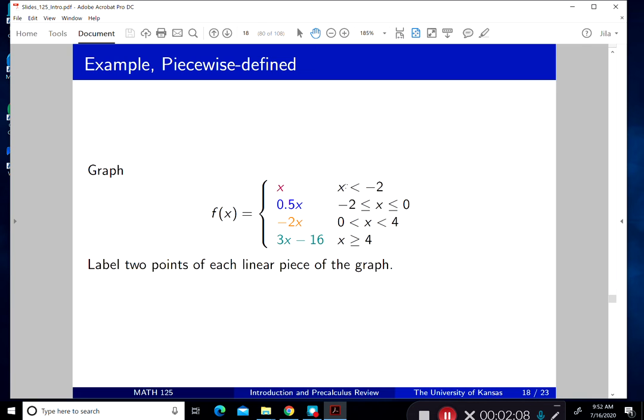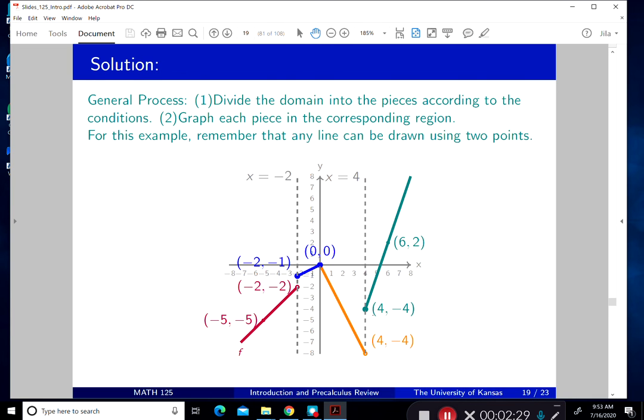So what I do is I break down the entire number line by how many cutoffs? 1, 2, and 3, by 3 vertical lines. One is x equal to -2, one is x equal to 0, one is x equal to 4. Then that divides the entire plane into 4 pieces. Piece 1 is going to be the purple function, piece 2 the blue function, piece 3 the orange, and piece 4 the teal function.